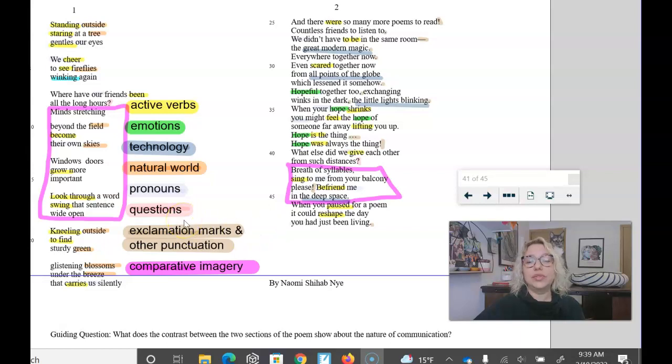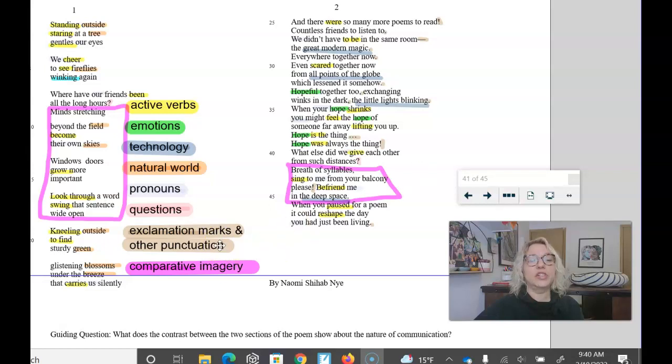Questions, I noticed there's just 2 questions. There's one here, where have our friends been all the long hours? We have a question mark there. In line, what is that, 8? And then we have another one in line 41. What else did we give each other from such distances? And so those questions are, you might call them parallel. You might look closely at what's being asked in each question, how they are similar, because they are similar.